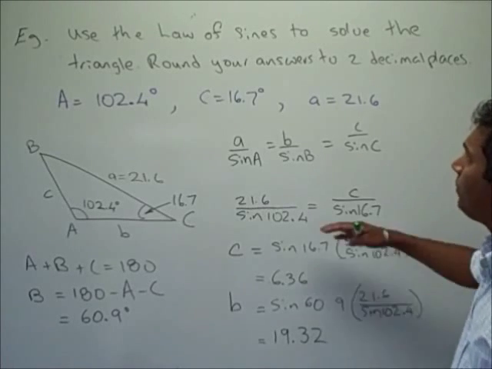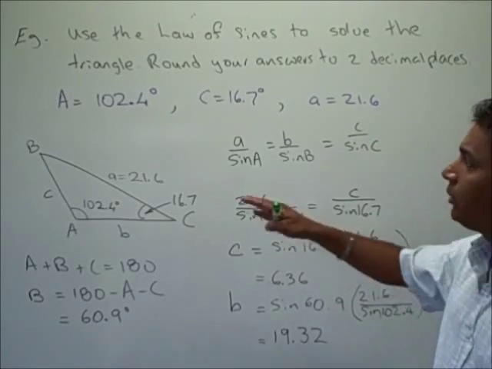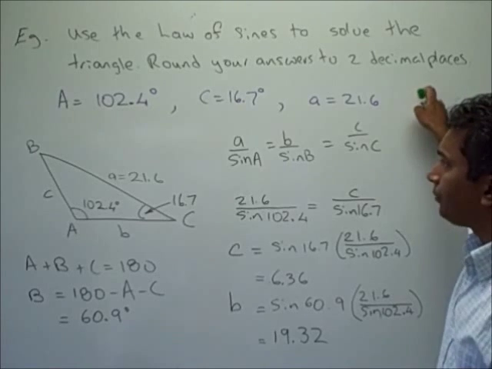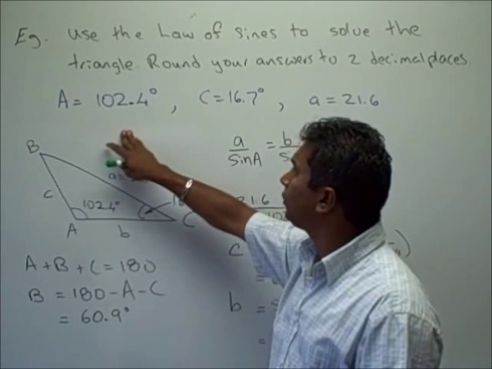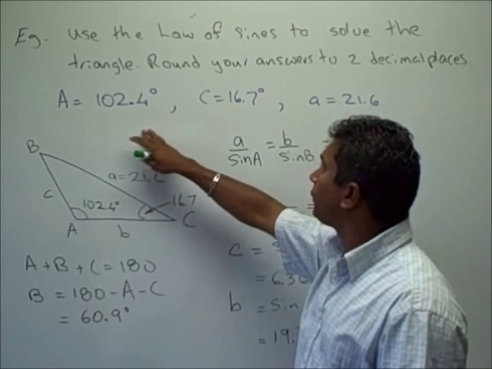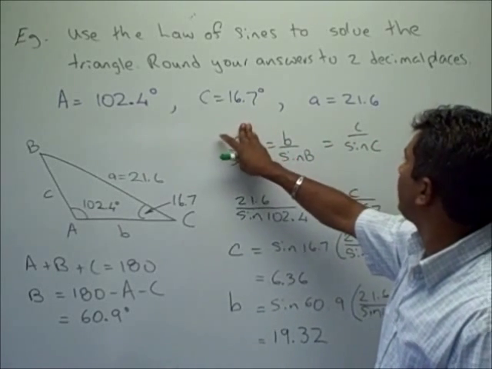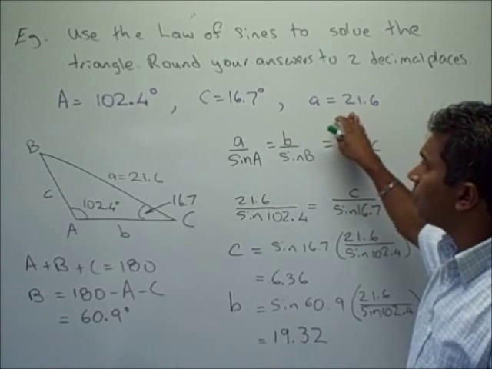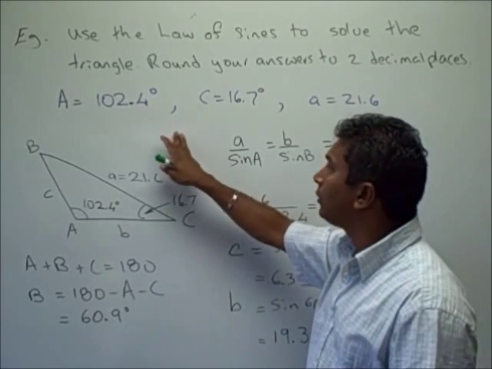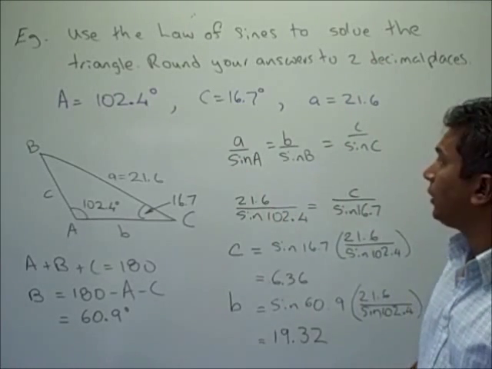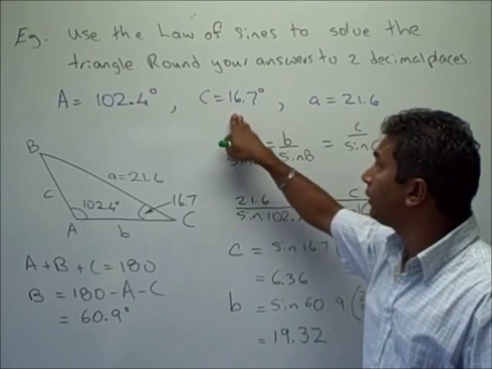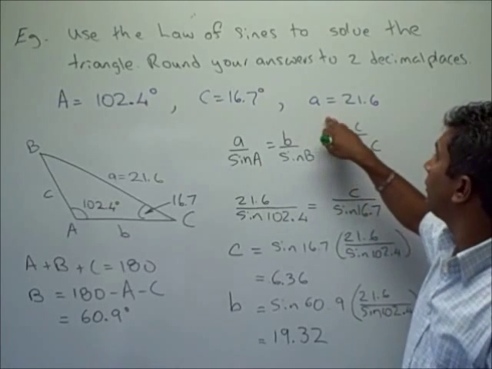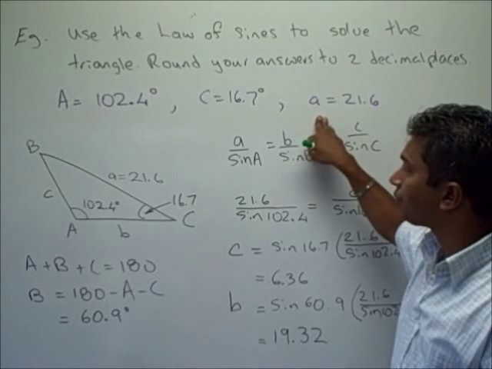Here in this example, we're being asked to use the law of sines to solve this oblique triangle, and to round our answer to two decimal places. We're given that angle A is equal to 102.4 degrees and angle C is equal to 16.7 degrees, and side a is equal to 21.6 units. When we're solving a triangle, we're trying to find all the sides and all the angles. So here we have two angles already, so we're trying to find angle B, and we have one side, side a, so we're trying to find side b and side c.